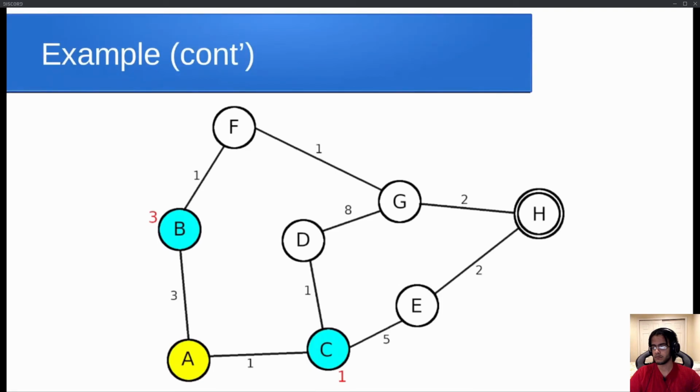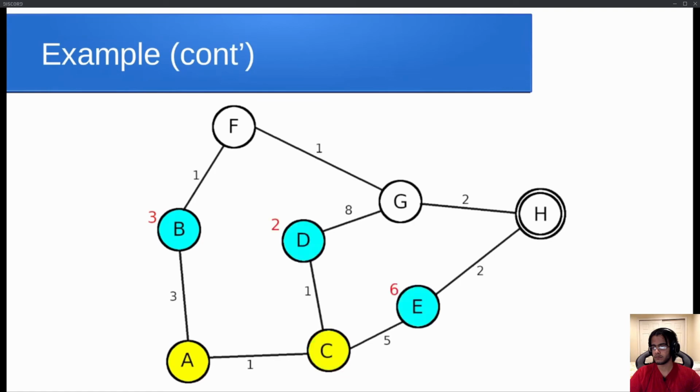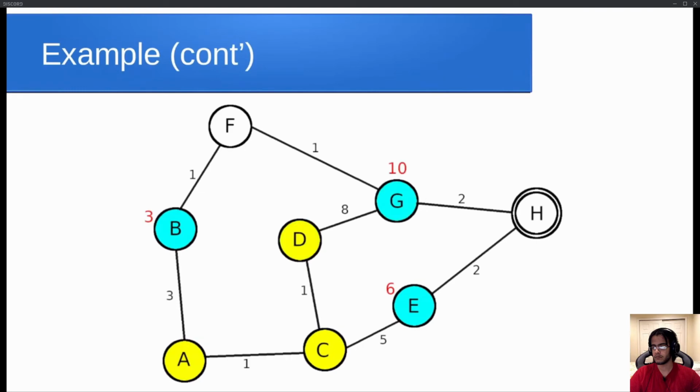Then this is the next cycle in our loop. We're going to take the minimum value from the fringe, which would be node C. We expand that and put it in the closed list. Now we can see new nodes we haven't seen before and add them to the fringe with a cost of 2 for D and 6 for E. We keep repeating this process, taking the least node out of the fringe each time and adding its children, the new nodes we discover at each point.